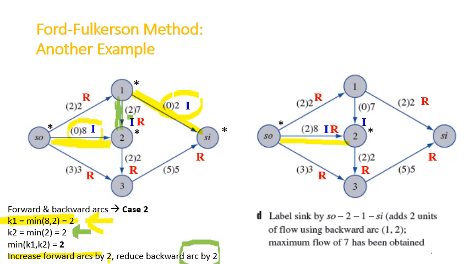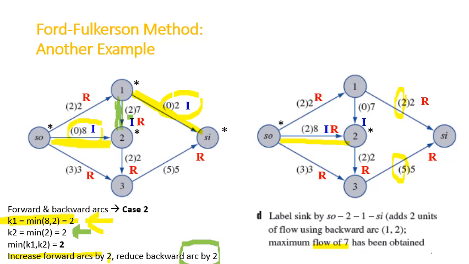And then now we're stuck. You cannot go from 2 to 3 because it's a reduced arc. You cannot go backward from 2 to 1 as well, because now 1 to 2 is an increased arc. So now we have obtained the optimal solution with the maximum flow of 7. 2 from here, 5 from there. So the total maximum flow is 7 for this case.